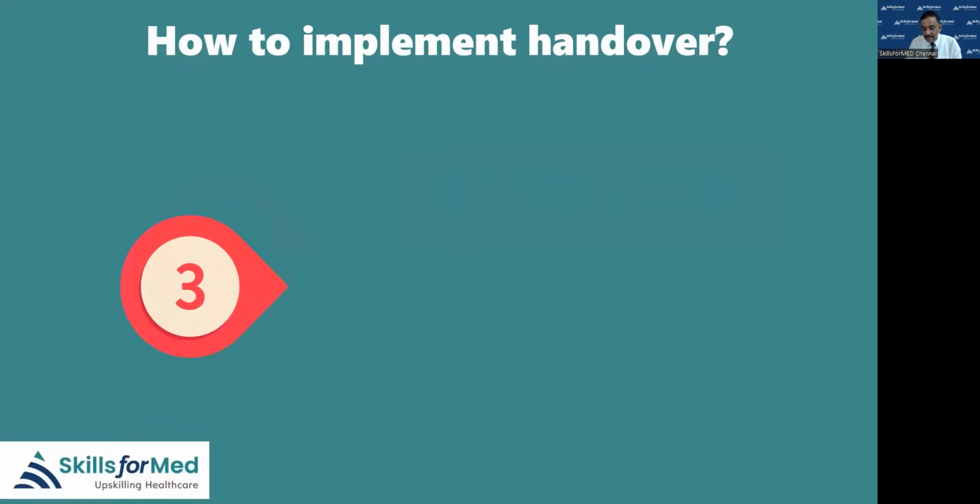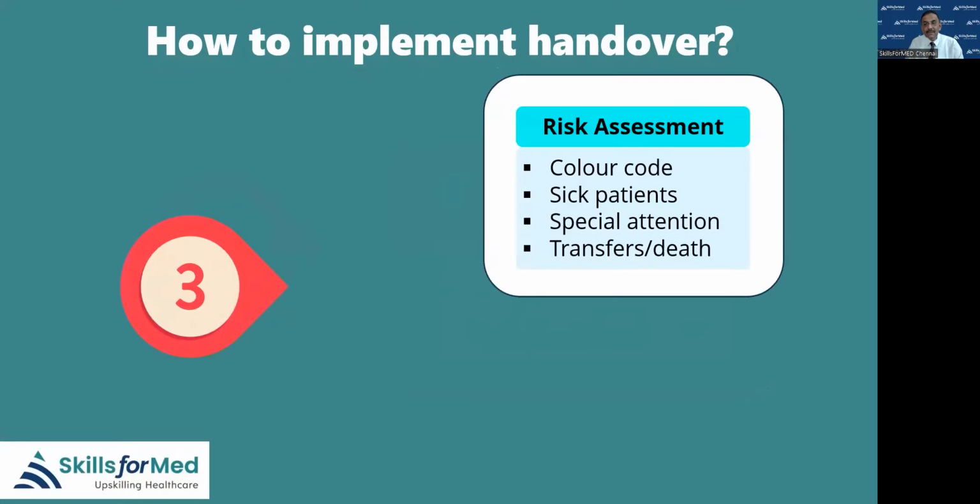Now, then the third step is risk assessment. This is a very important aspect, and I really want you to pay attention. When we hand over, we often just give a list of patients and then walk out. Here, this particular system, which the Royal College of Physicians has recommended, is that when you hand over, you do a triage of the patients and a risk assessment, and color code them according to the sick patients who need special attention, any transfers that are pending and have to be done, or any death in the previous shift. So these things have to be looked at.